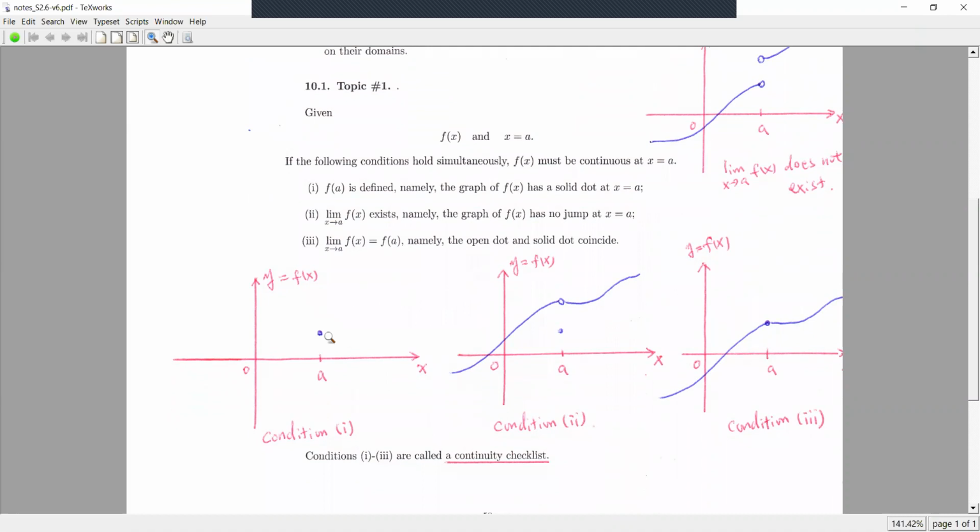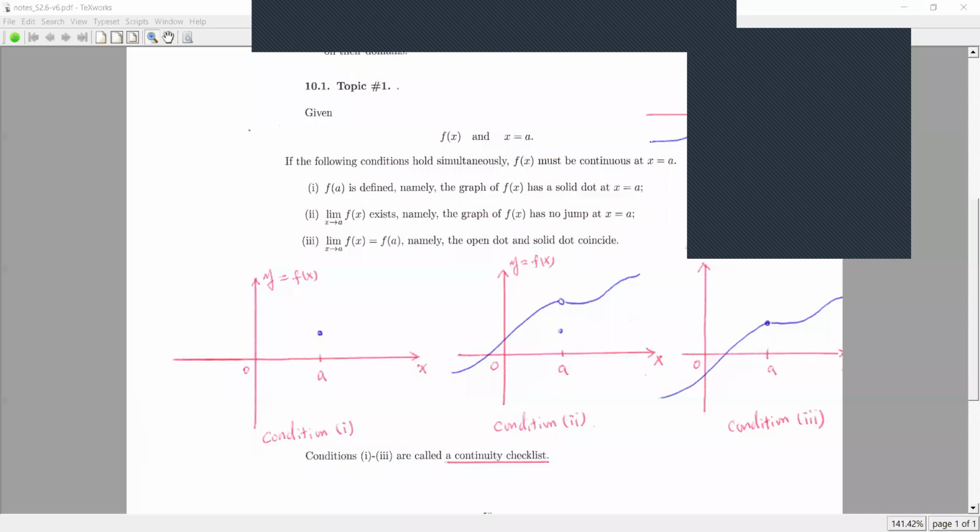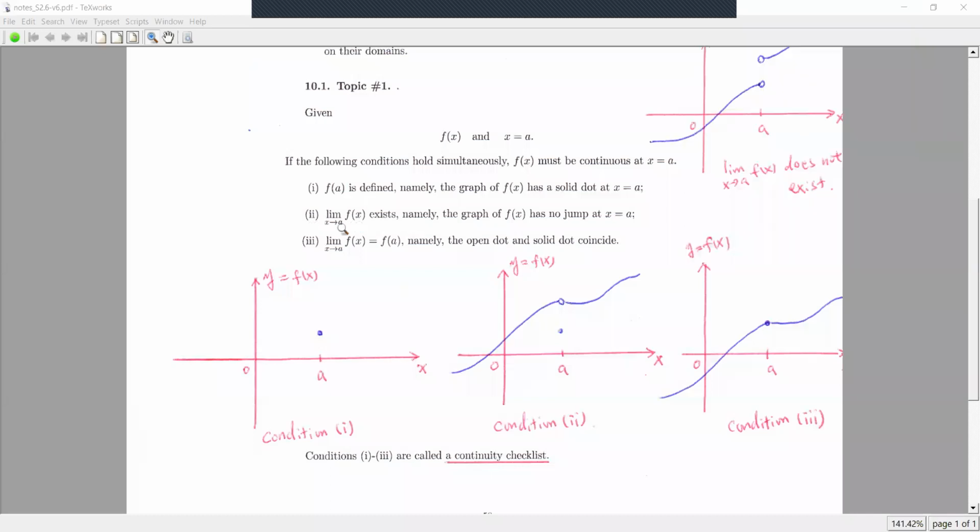If the function is not defined at a point A, then the graph at a point A will have an open dot. Therefore, the graph will have a break at a point A, not continuous. Condition 2, the both-sided limit at point A exists. Namely, the graph has no jump at point A. In this case, the both-sided limit at point A exists.